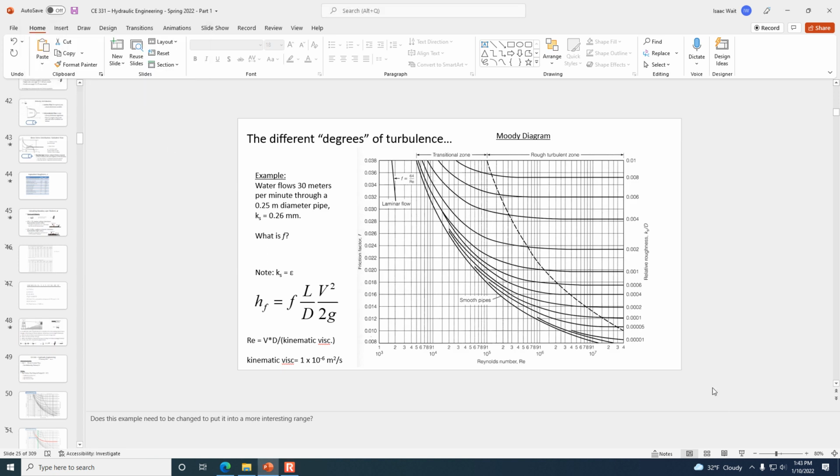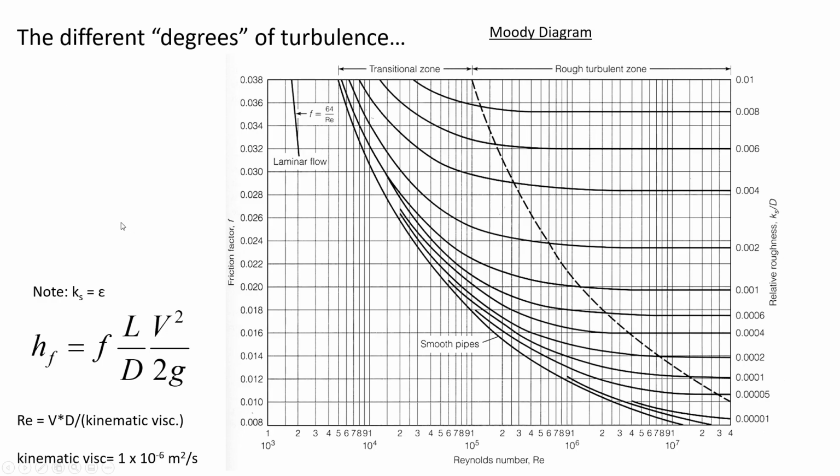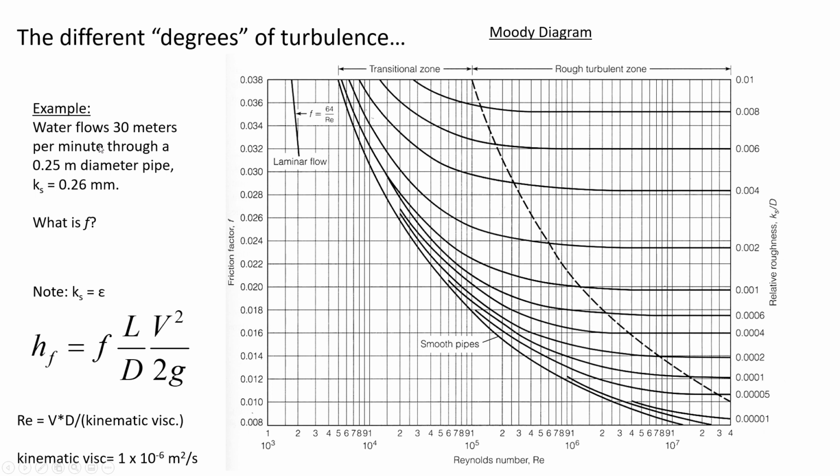All right, so we have water flowing through a pipe that is 0.25 meters diameter, and based on its material properties, 0.26, I think that's the equivalent sand roughness for cast iron. So we would have been told what this pipe material was, and we would go to a table to find K sub s, based on how rough it is relative to the opening diameter of the pipe.